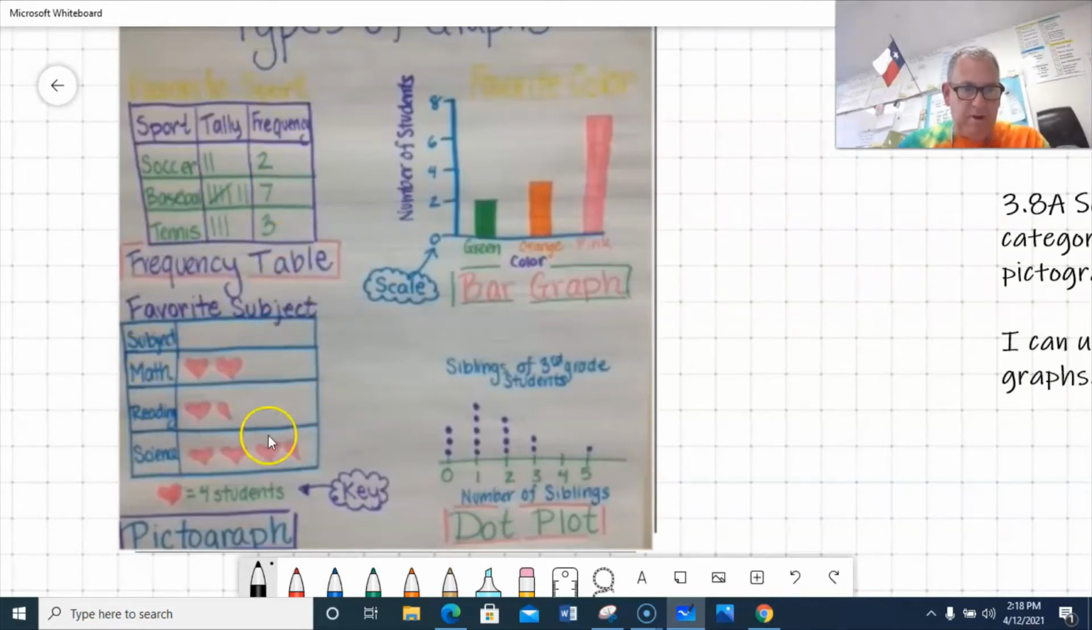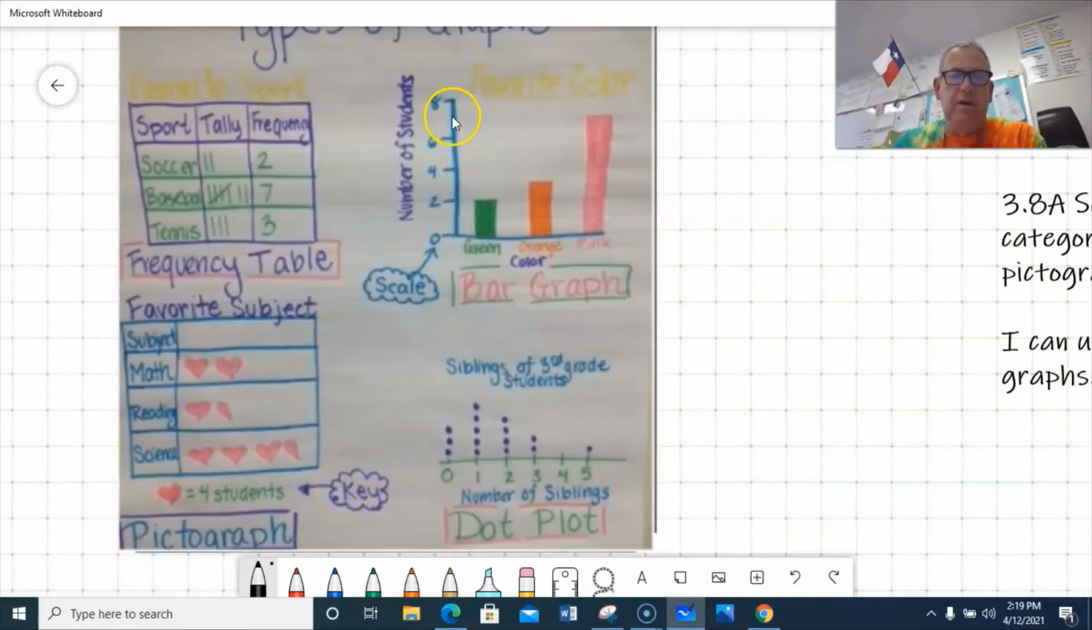This pictograph right here, important thing about pictograph is looking at the key right here. The key is going to represent what each picture represents. So one heart would represent 4 students. And then with pictographs, a lot of times you'll have half of a picture. So half a picture will represent half of what a whole picture is. So in this case, the half a heart would represent 2 students. Keys are important in pictographs.